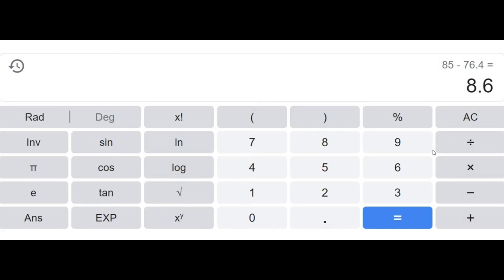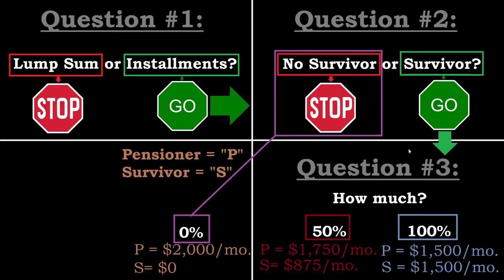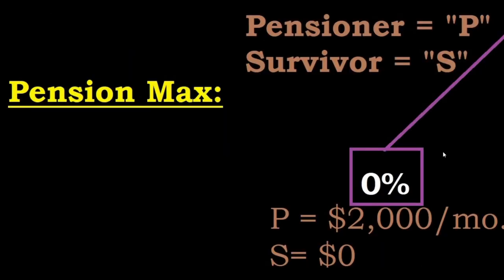Now, we'll revisit the subject of longevity when we bring up criticisms in a moment. But again, the $64 question, or in this case, the $394 question is, where will the monthly premium money come from? And this answer brings us full circle. The Pension Max has three basic steps.